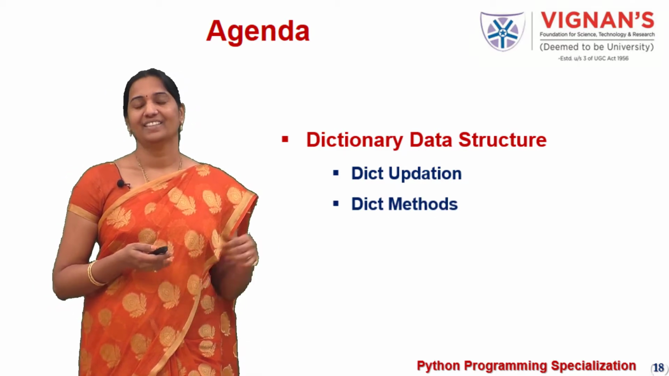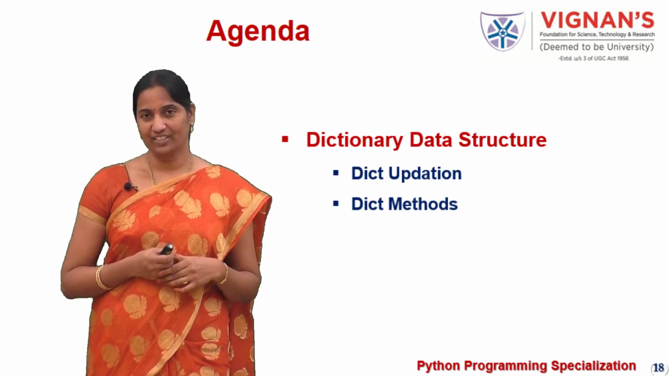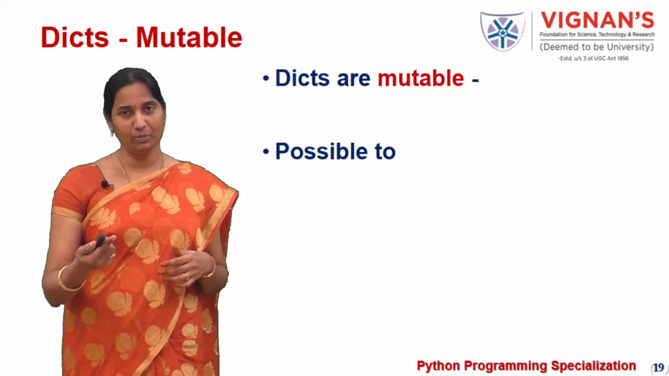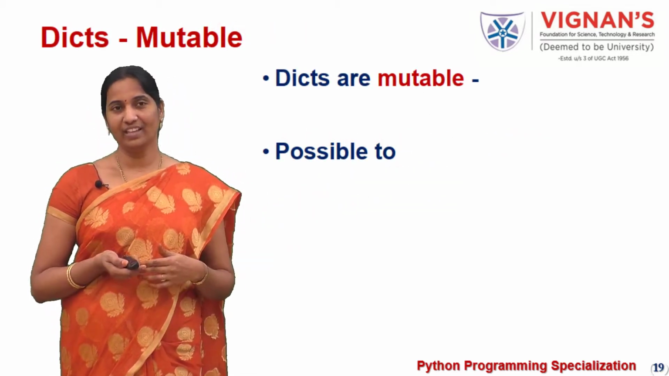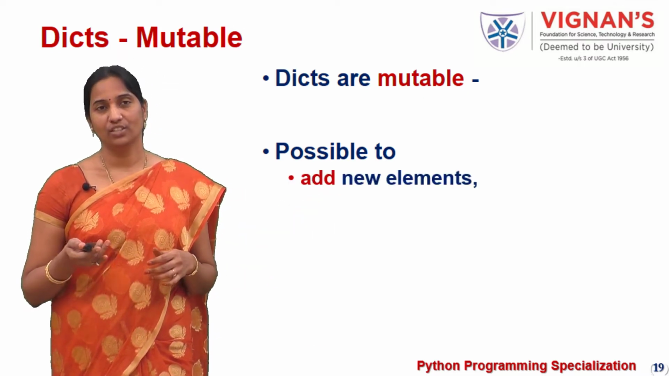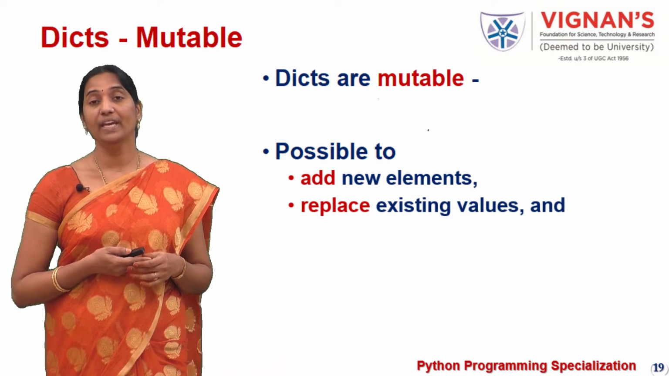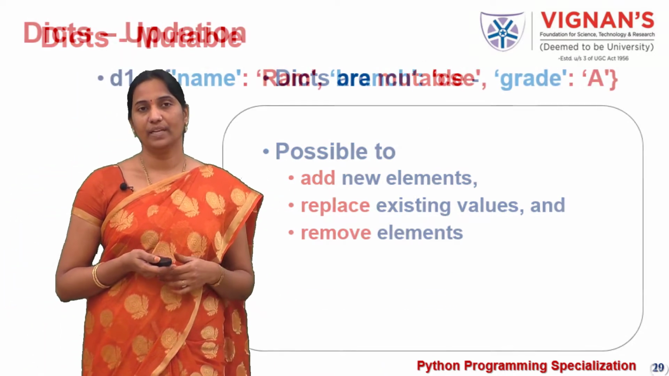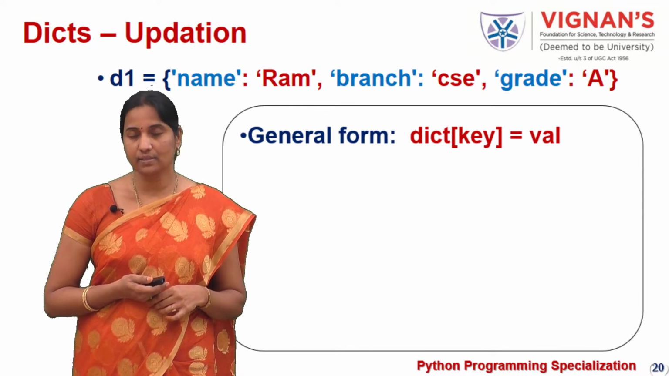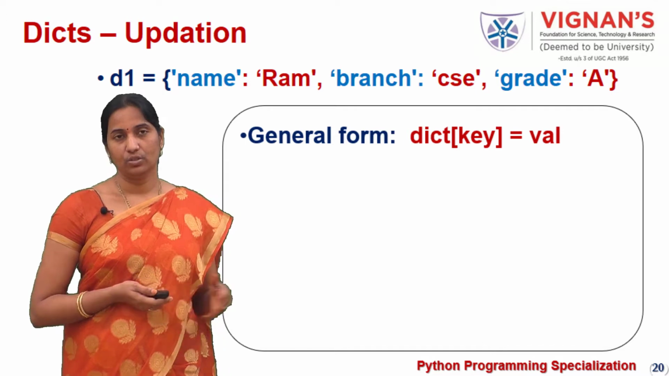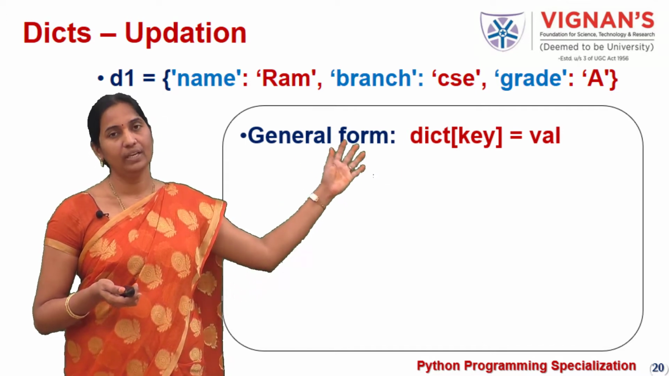We know that dictionary is a mutable data structure. That is, once the dictionary is created, it is possible to add new elements to the existing dictionary. Then we can even replace the existing elements, remove the elements from the dictionary. So now let's see how do we update the created dictionary. The elements of the dictionary can be updated. You can update an existing dictionary by passing key along with the index operator.